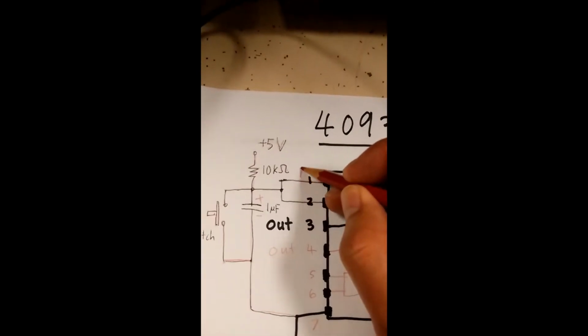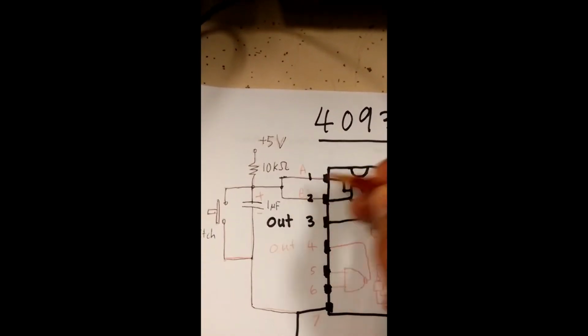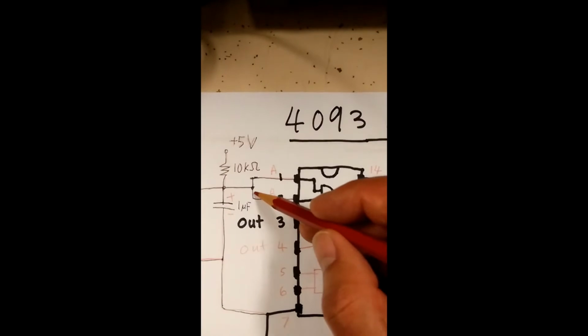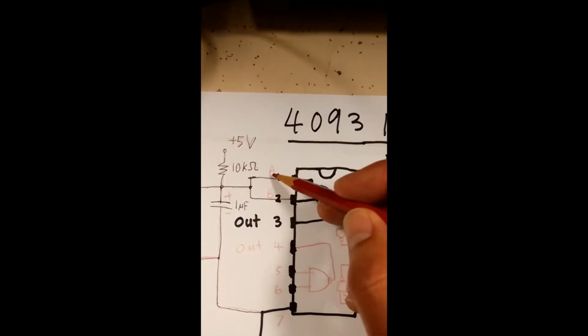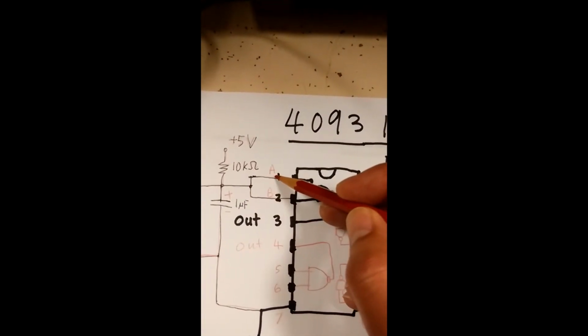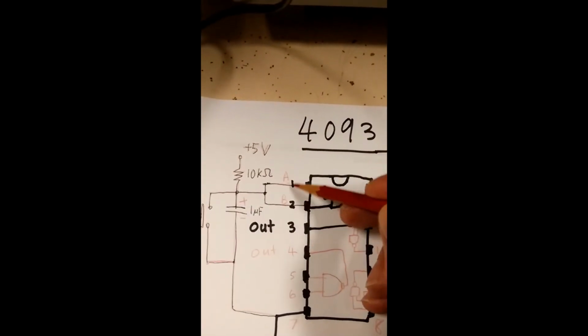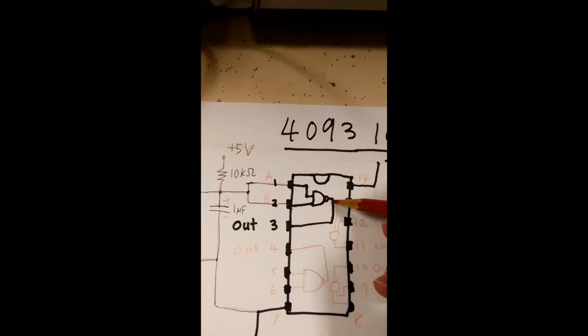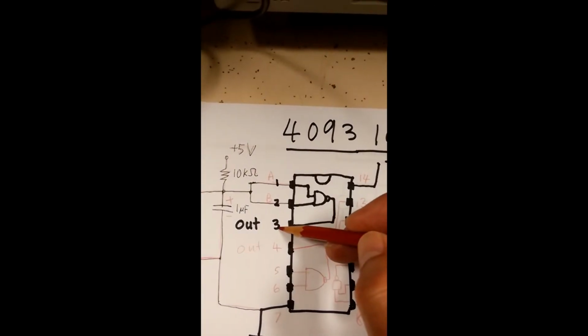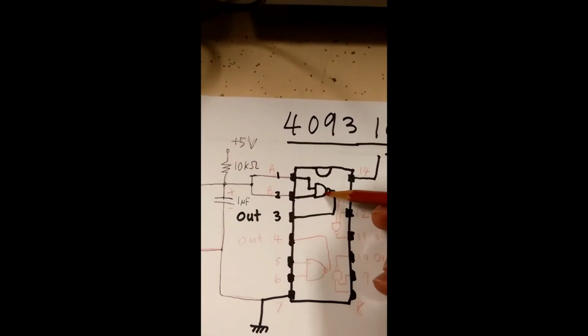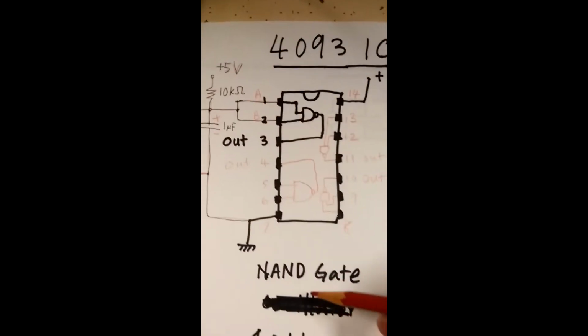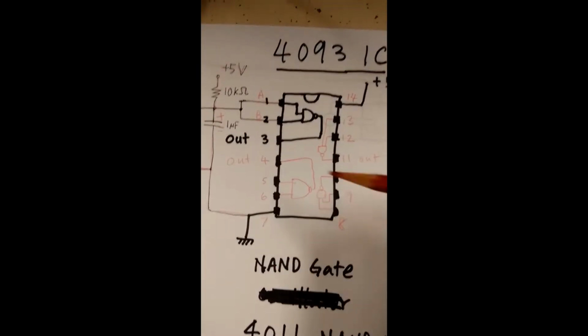I call this input A, input B. If you have 5 volts, a high signal, high input to A, high input to B, 1 and 1, then you expect the output signal to be 0 because this is a NAND gate.